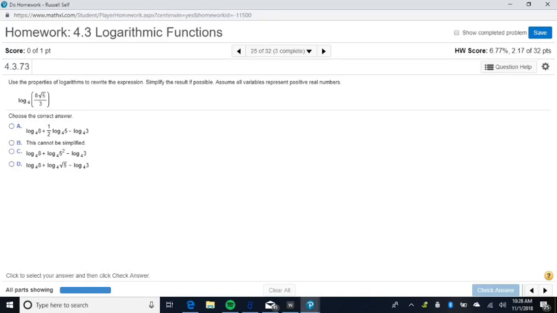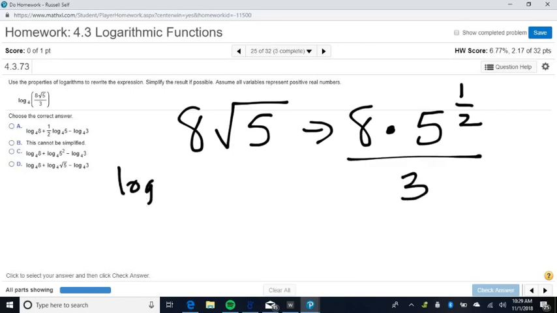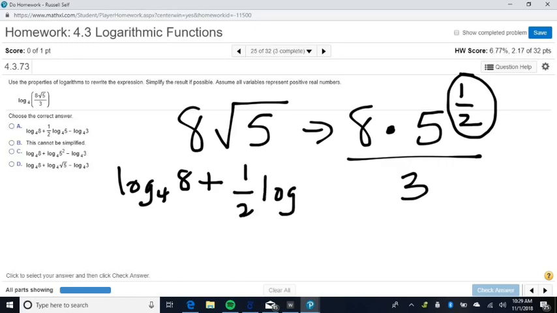8 square roots of 5, so that's a product, even though it is a radical. But remember that 8 square roots of 5 is the same as saying 8 times 5 raised to the 1/2 power, right? Over 3. So it's going to be log base 4 of 8 plus, remember that power is going to go in front of the word log, log base 4 of 5, I'm sorry, minus log base 4 of the 3.